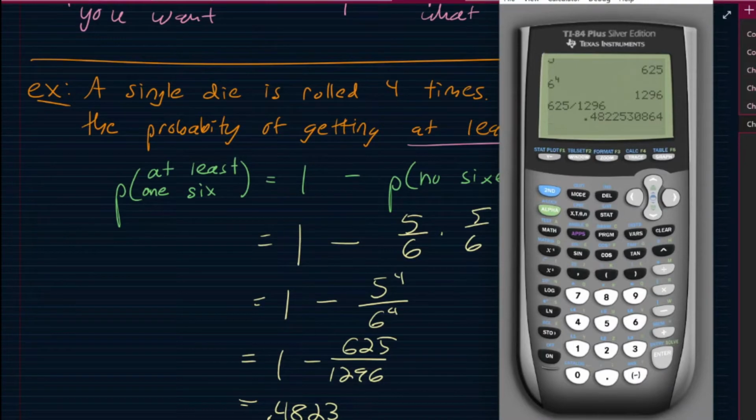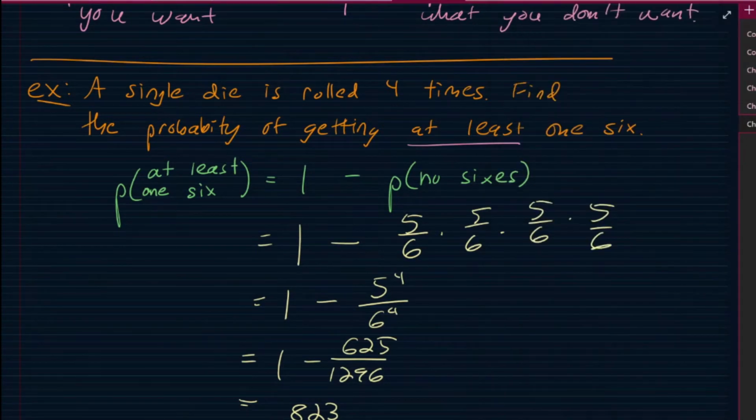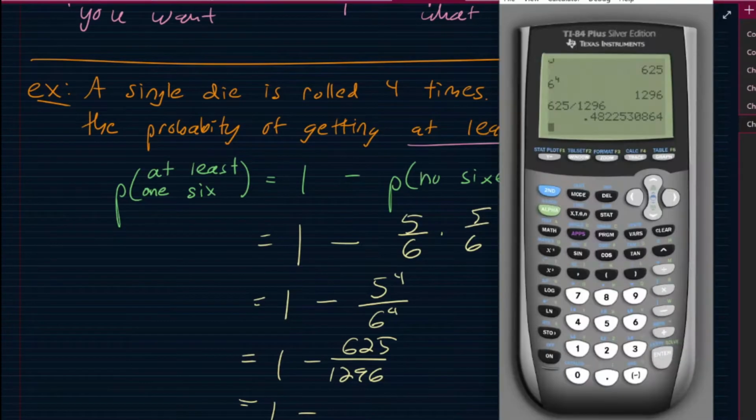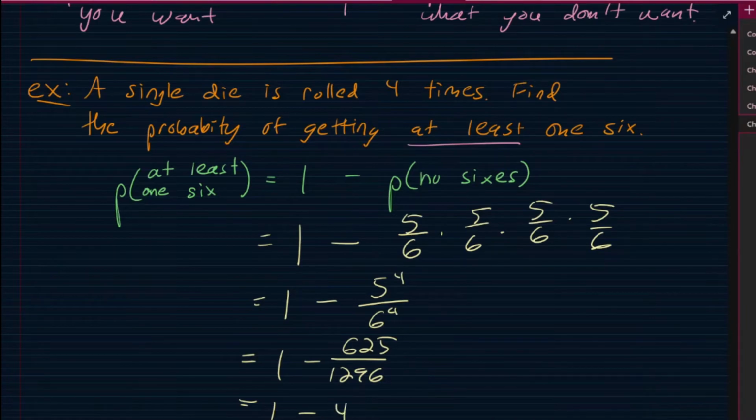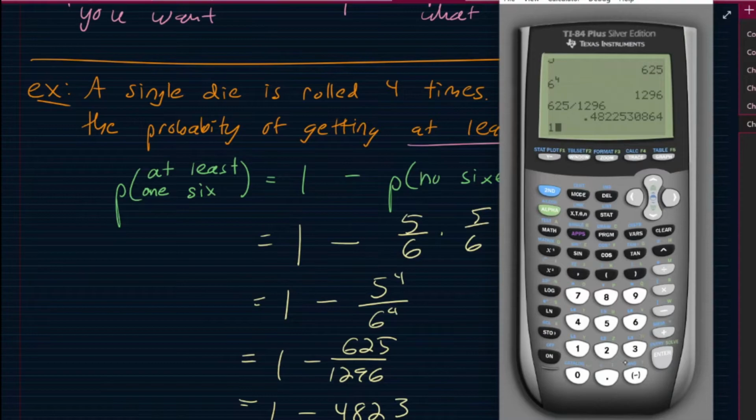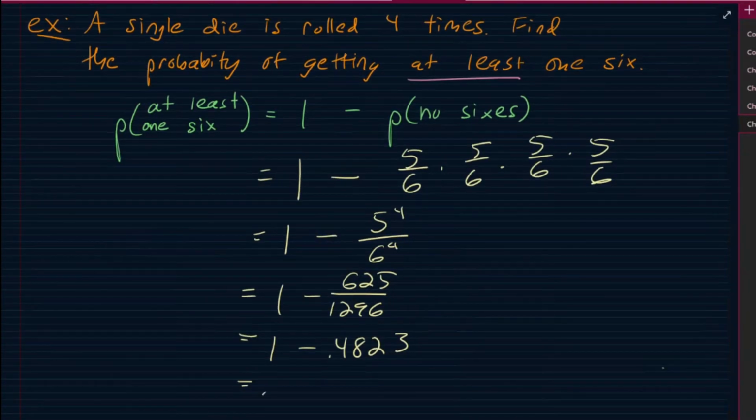Oh, sorry, I didn't do the 1 minus. 1 minus that. I knew something was wrong. 1 minus 0.4823 is 0.5177. And that would be our probability of getting at least one 6.